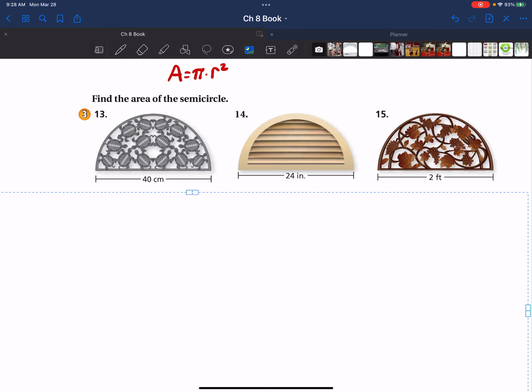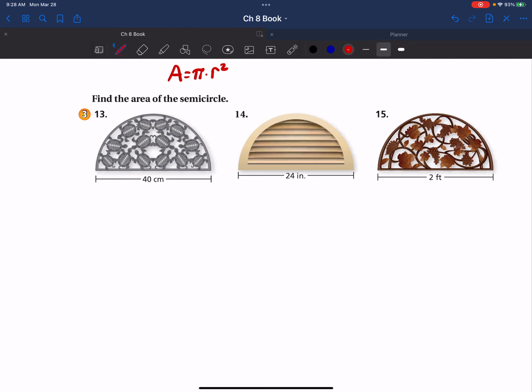I'm going to do number 13 with you. 14 and 15, I want to see if you can do these. So I will be checking 14 and 15 when you guys turn these in, but I will do 13.